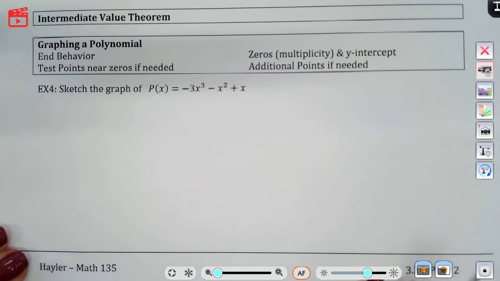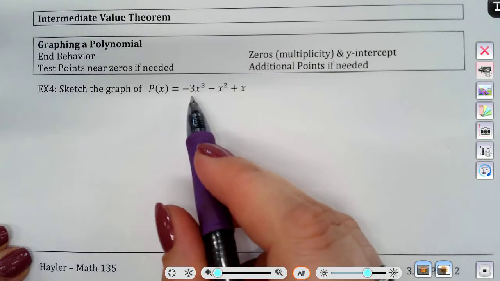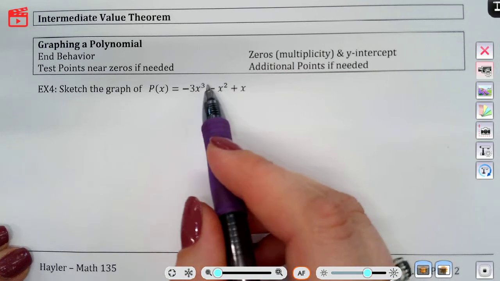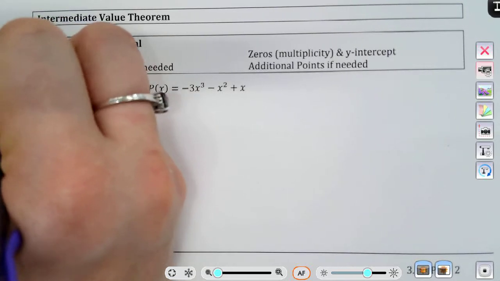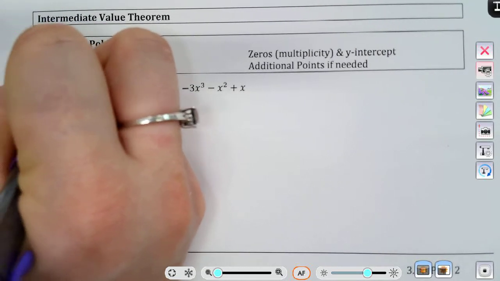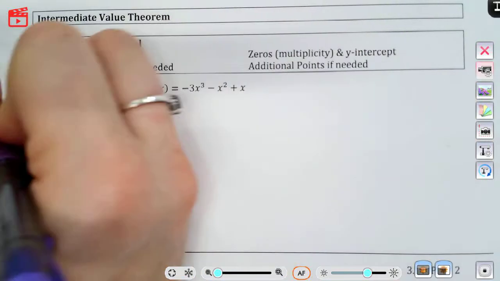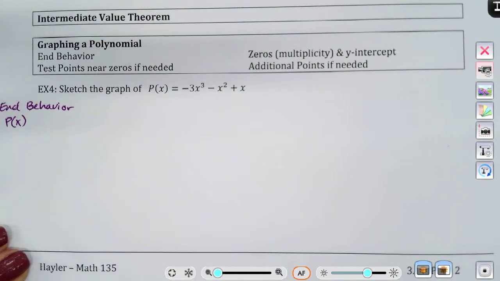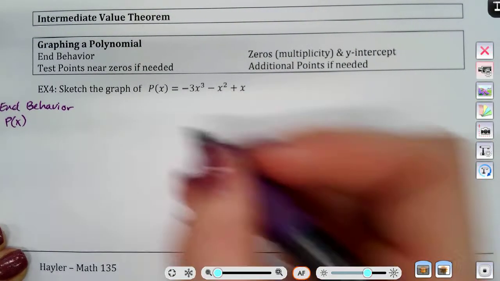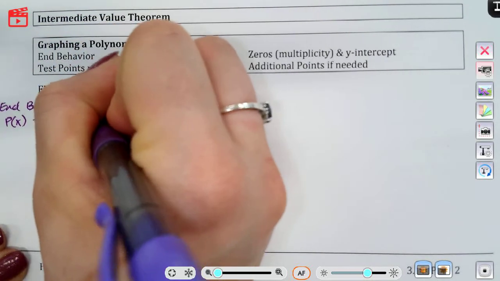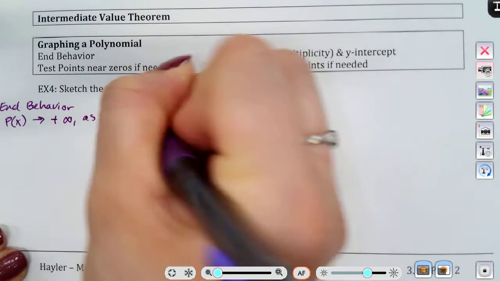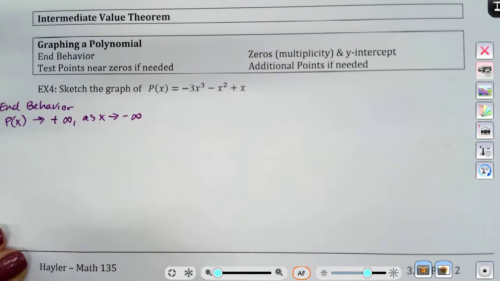Can I find the end behavior? I can, because I have it in this nice form where everything's multiplied out. So my degree is odd, and my coefficient is negative, which means my end behavior is going to be, let's see, that was odd, negative, yes? Okay, so p of x approaches negative infinity as x approaches negative infinity. Sorry, I said that wrong. P of x approaches positive infinity as x approaches negative infinity.